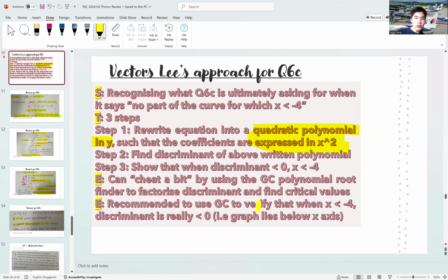What you're going to do is use the GC, punch in the expression for the discriminant, and then if you want to show that it's really less than zero, the graph should lie below the x-axis when x is less than -4, to show that the discriminant is really less than zero. So I'm going to do a quick demonstration on my GC. Please give me a moment.